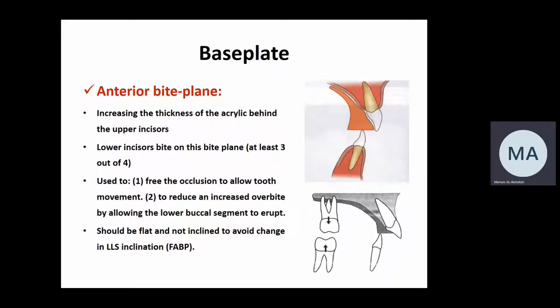Another situation where we need an anterior bite plane is to free the occlusion to allow tooth movement. Sometimes the occlusion can prevent the wanted tooth movement. So we can separate the teeth and open the occlusion using a flat anterior bite plane. The bite plane should be flat, otherwise if it's inclined in a certain direction, it will affect the lower labial segment and cause unwanted movement.